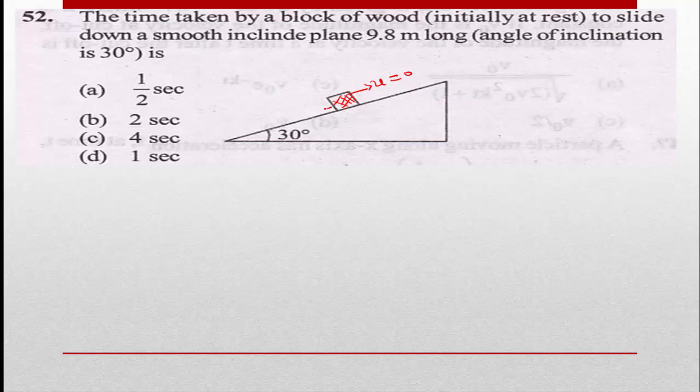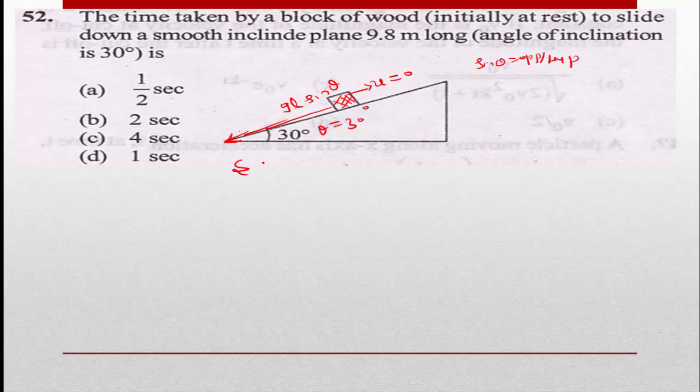A body slides down a smooth inclined plane 9.8 meters long, with angle of inclination theta equal to 30 degrees. When this body moves downwards, that is due to acceleration due to gravity. Here this is the length moved by the box, and it makes the angle theta, because sin theta is equal to opposite divided by hypotenuse.